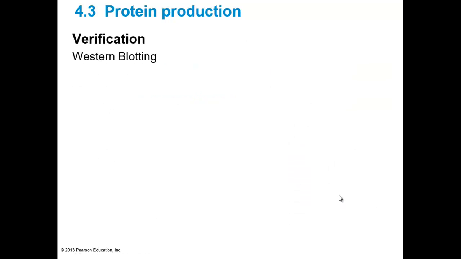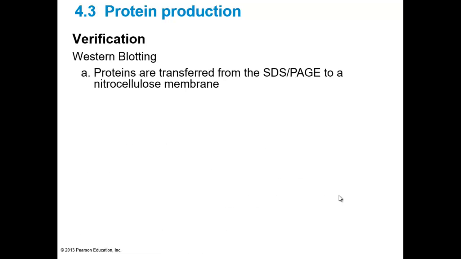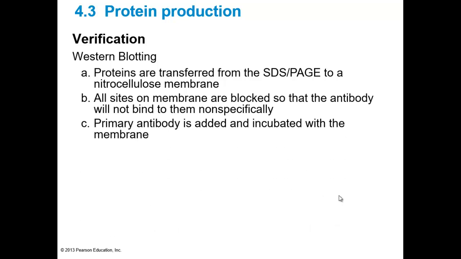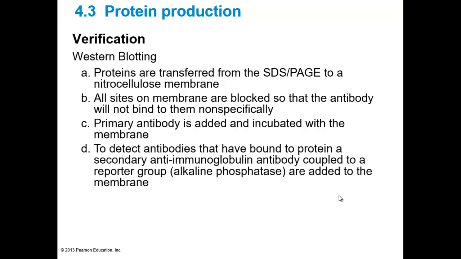Okay. Also, you need to run a Western. You cannot identify a protein just based on molecular size. You have to probe it with an antibody that is specific for that protein. So you run a Western blot. So the proteins are transferred from SDS page to a membrane. All sites on the membrane are blocked, so the antibody won't bind them non-specifically. And then you add a primary antibody, which is specific for the protein that you're trying to purify, and you incubate that with the membrane.